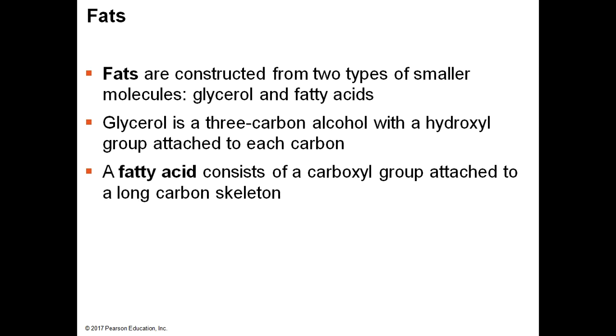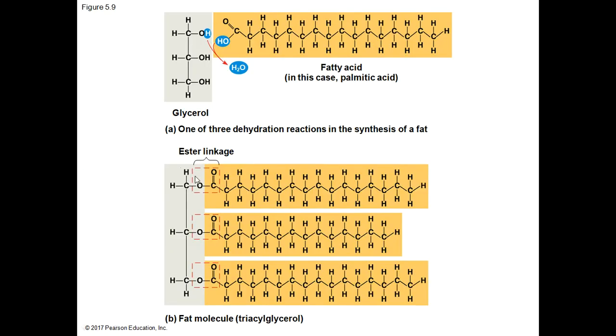The first subgroup, fats, are constructed from two types of smaller molecules, glycerol and fatty acids. Glycerol is a 3-carbon alcohol with a hydroxyl group attached to each carbon. The fatty acid consists of a carboxyl group attached to a long carbon skeleton. So here, if you look at the top, you can see this glycerol head. You have a hydrocarbon chain with hydroxyl units on one side, and the fatty acid here, which is a long hydrocarbon chain with a carboxylic acid.